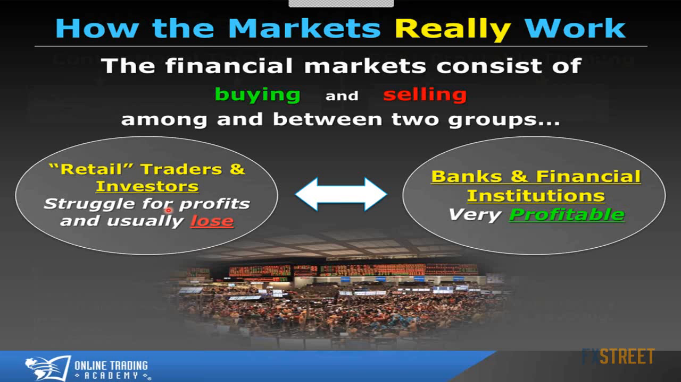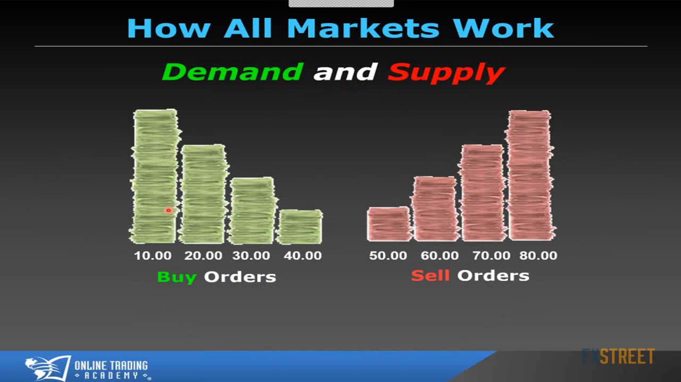Because every buyer needs a seller and every seller needs a buyer. And I think that's something that we all forget about. Every buyer needs a seller. I can have all the money in the world, but if someone's not going to sell to me, I'm not going to get my orders filled. And these orders represent supply and demand in the marketplace. Does this make sense? Yeah?